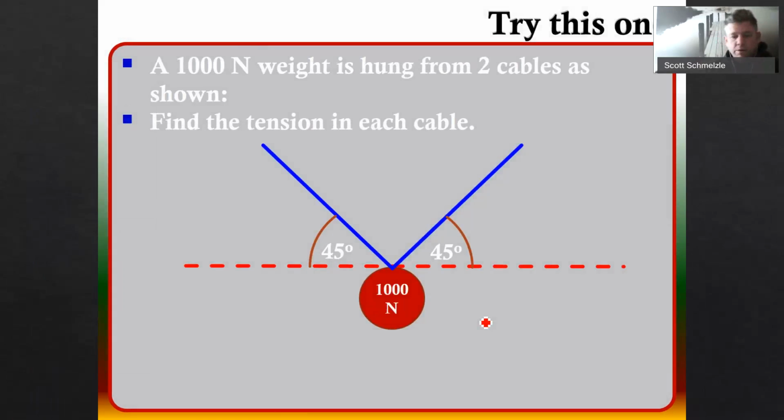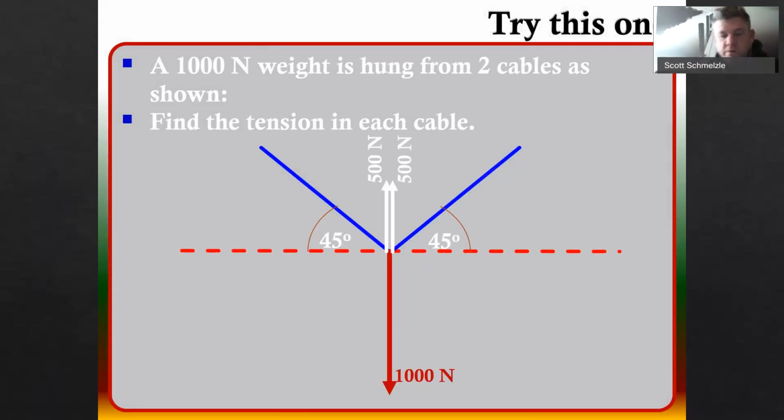Notice in this one, we said, okay, we've got our kind of horizontal and that we're 45 degrees with respect to the horizontal. Okay. We still got our 1,000 newton object there. So what happens here is we start to look and say, okay, if we've got 1,000 newtons going downwards, that means each one of these vertical components here, right, is going to contain 500.